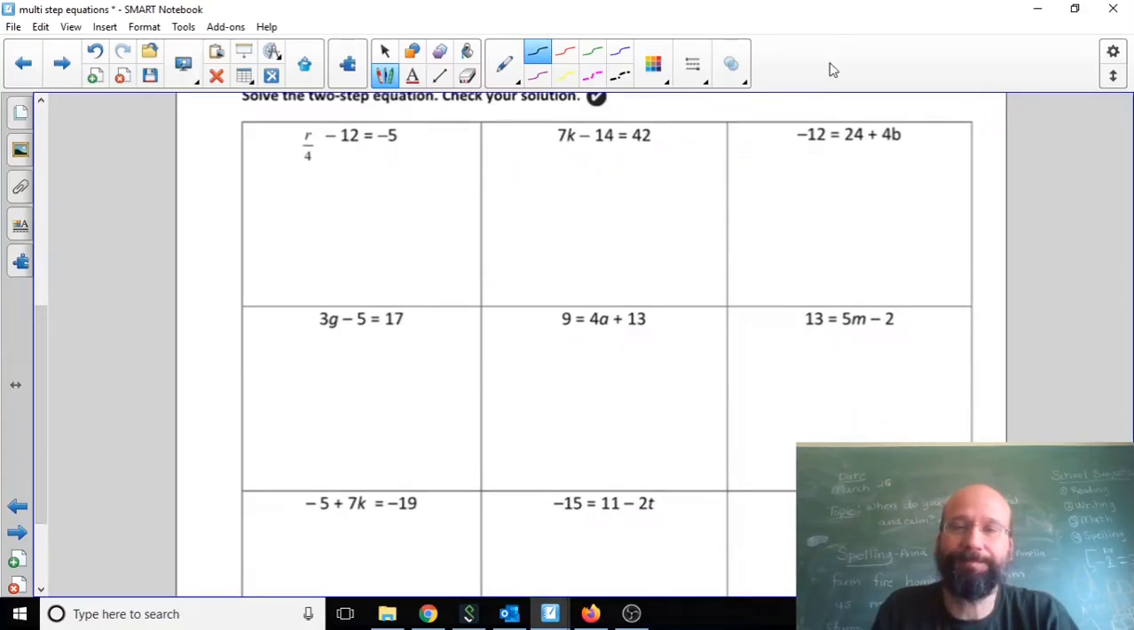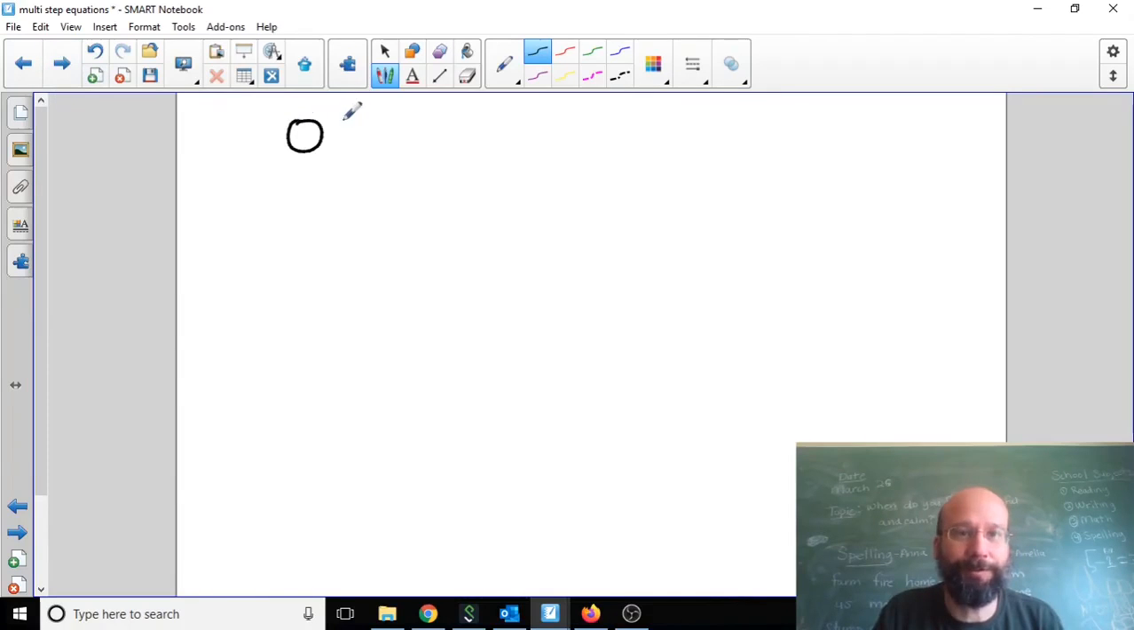We're going to do this one. This is a two-step equation. You have a multiplication and a subtraction, right? 7k minus 14 equals 42. So you have a multiplication and a subtraction. And what you should do first is move the minus 14 over. A good rule of thumb is you have your order of operations.